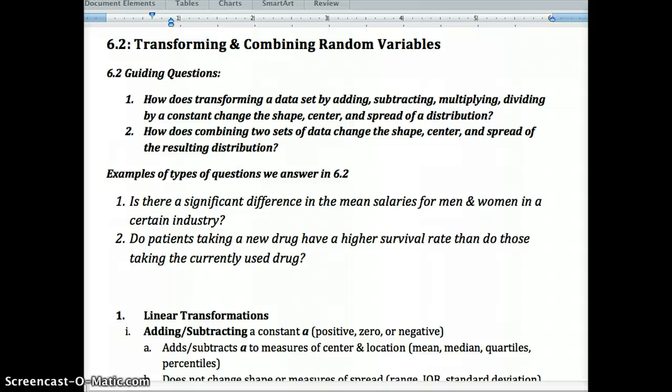Some examples of questions we'll answer here: Is there a significant difference in the mean salaries for men and women in a certain industry? Do patients taking a new drug have a higher survival rate than those taking the currently used drugs?